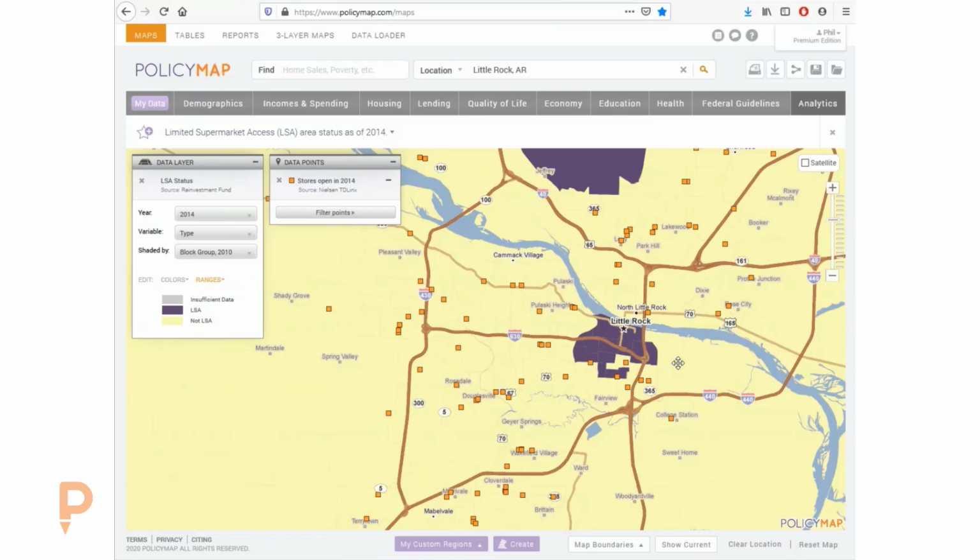All right, so let me take a pause. Let me know if there's any questions about the study, about the data. I was just wondering how long it took to develop this PolicyMap. The tool itself? Yes, sir.